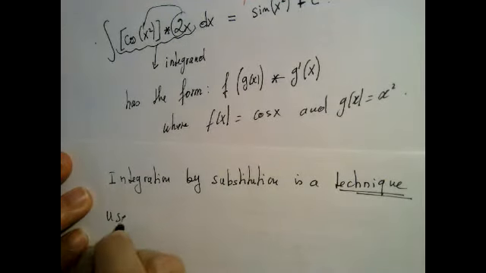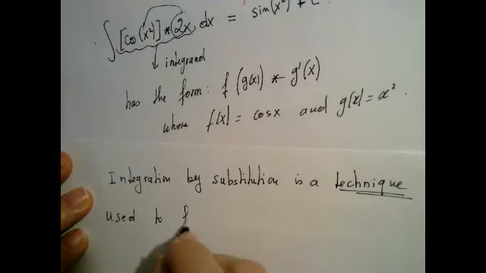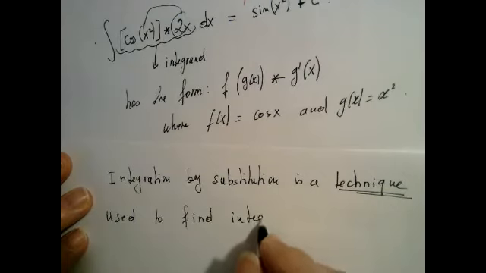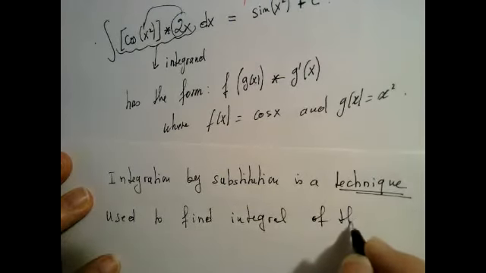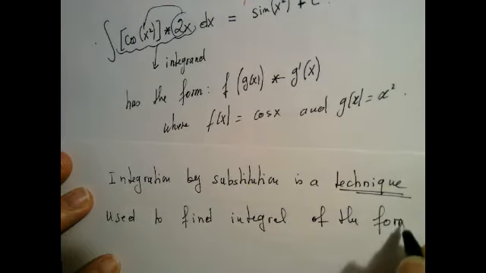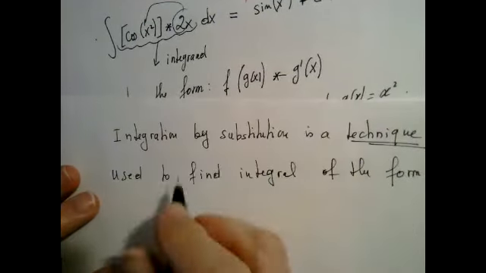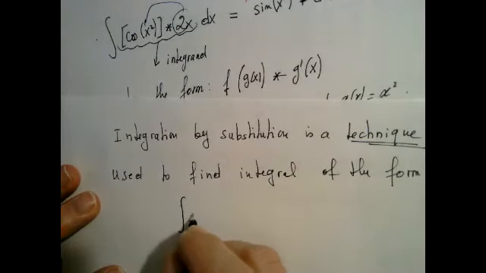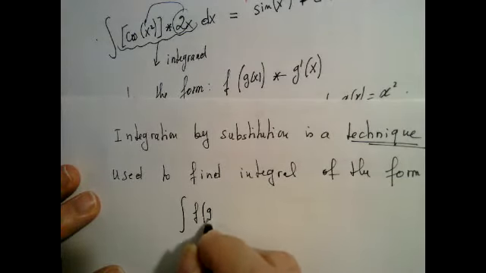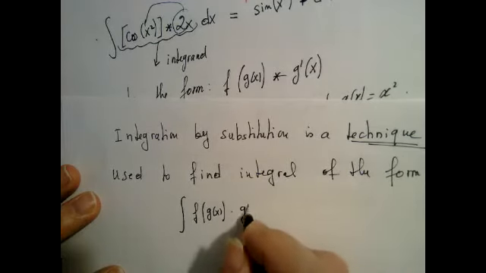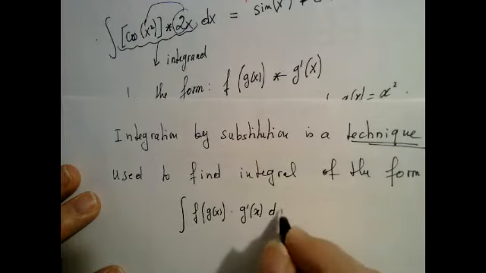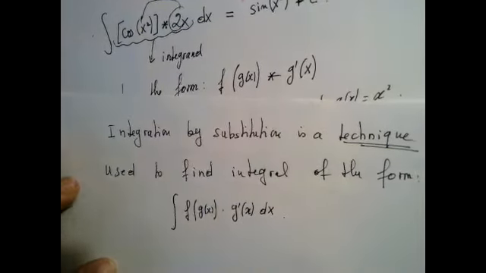Used to find integral. To find an antiderivative, an integral of the following form, it's a technique we usually use to find integrals of the form f of g of x. So we have an inside function, the outside, times the derivative of the inside. That's really when we use substitution.